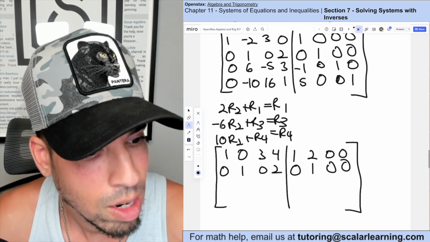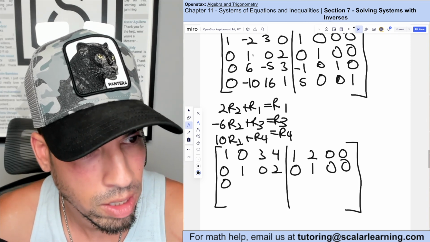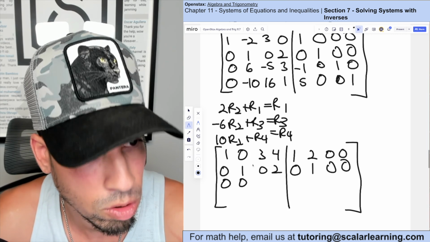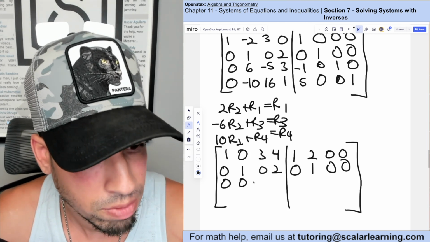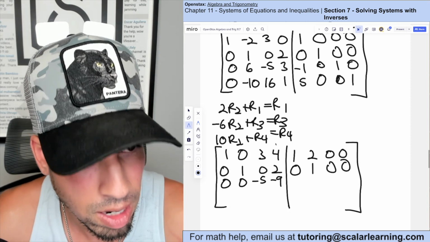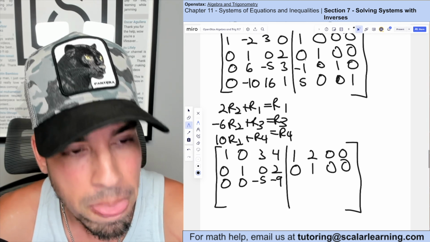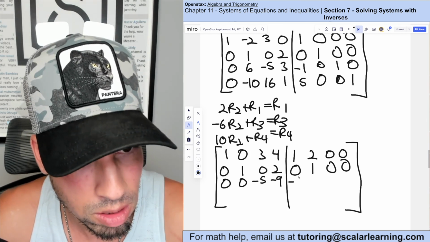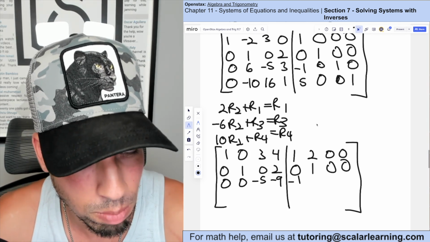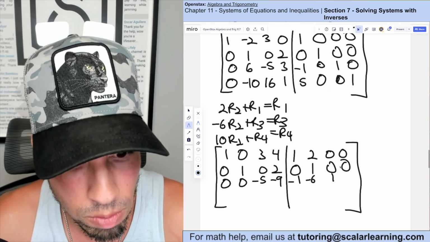All right. Now we got negative 6 times 0 is 0 plus 0 is 0. Negative 6 plus 6 is 0. 0 plus negative 5 is negative 5. Negative 12 plus 3 is negative 9, right? Still just multiplying negative 6 times row 2, adding it to row 3. Here we got 0 plus negative 1 is negative 1. That's going to be negative 6 plus 0 is negative 6. 0 plus 1 is 1. 0 plus 0 is 0.